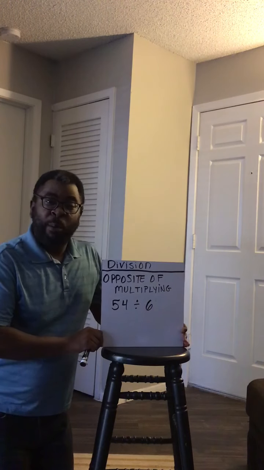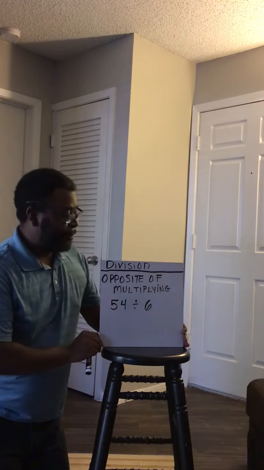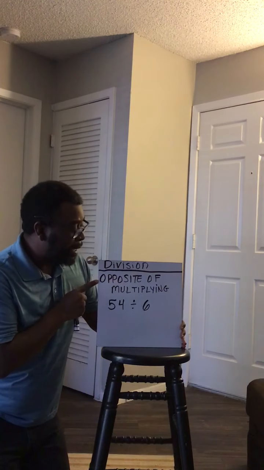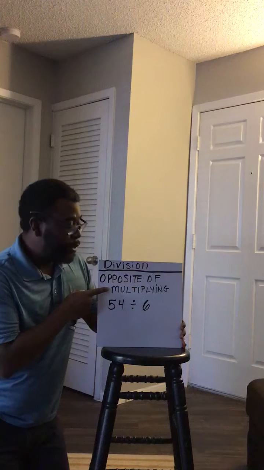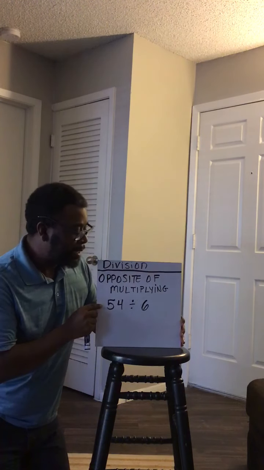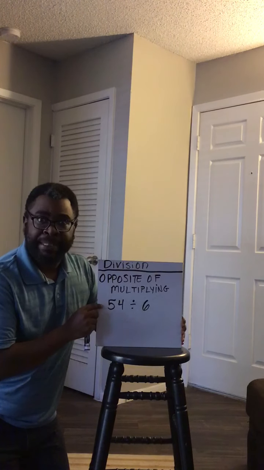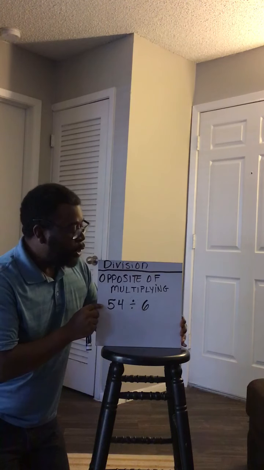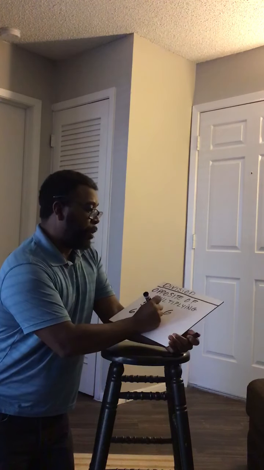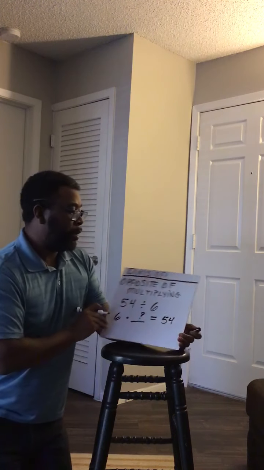So some of us are having trouble with division, and that's okay. When you do division, think of it as the opposite of multiplying. So if we had a problem like 54 divided by 6, then I just need to think the opposite and think about multiplying. So 6 times what number is going to equal 54?